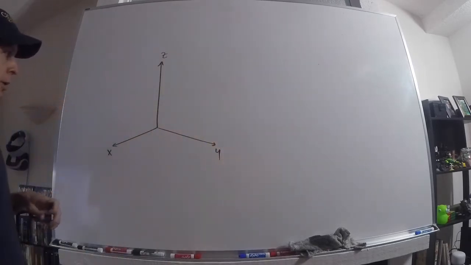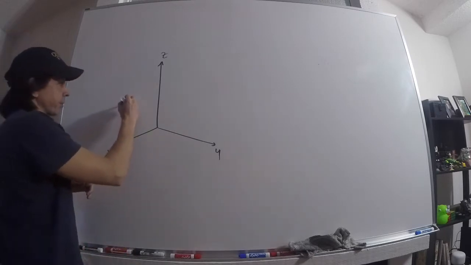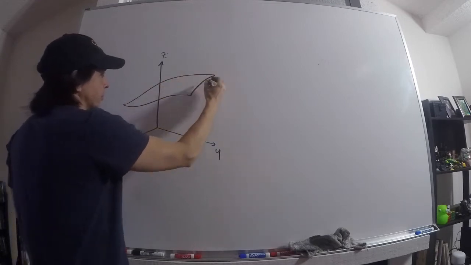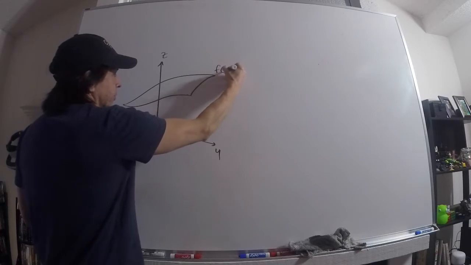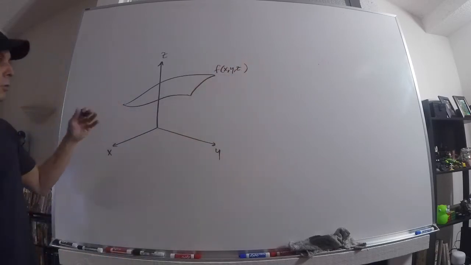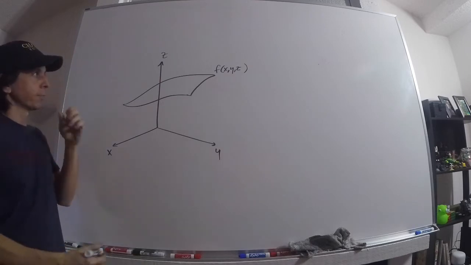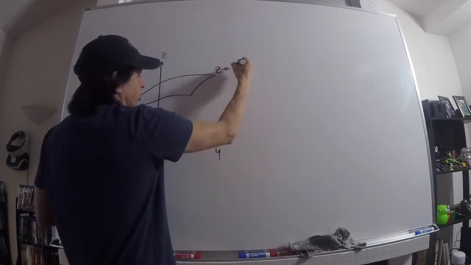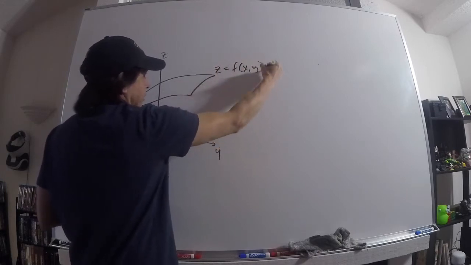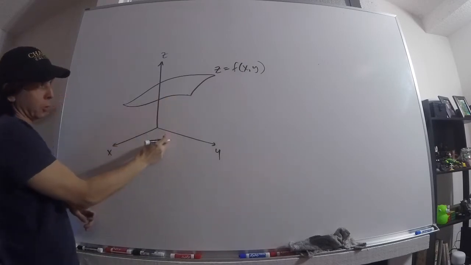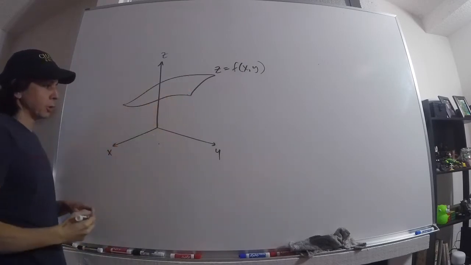Okay, so doing an integral in x, y, and z. Let's say you have a surface. I'm going to call it f of x, y, z. Oh, wait a minute, no, that's three-dimensional. Z is equal to a function of x, y. So that's a surface. For every point x, y, you plug it in and you get a z value. That's going to be z there.